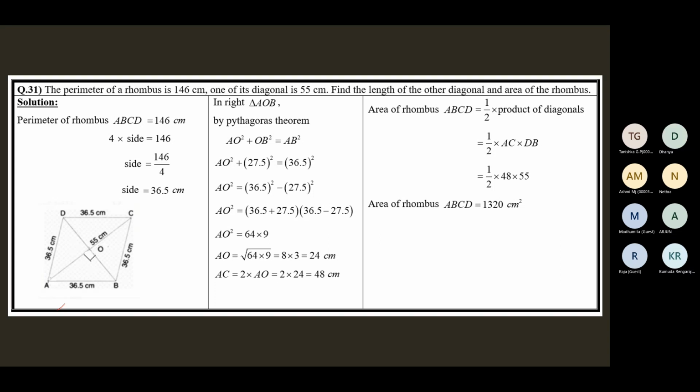All right. So here the perimeter of the rhombus is given. So you know all the sides are equal. So each side is 36.5. You can see it marked in the figure. Now we need to find the length of the other diagonal and also the area of the rhombus.